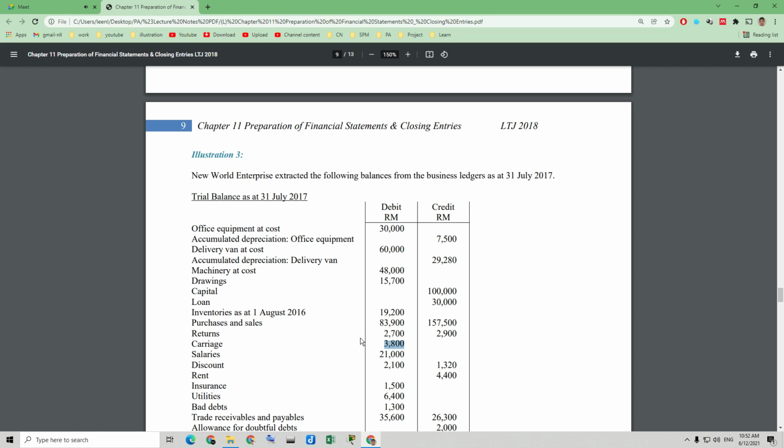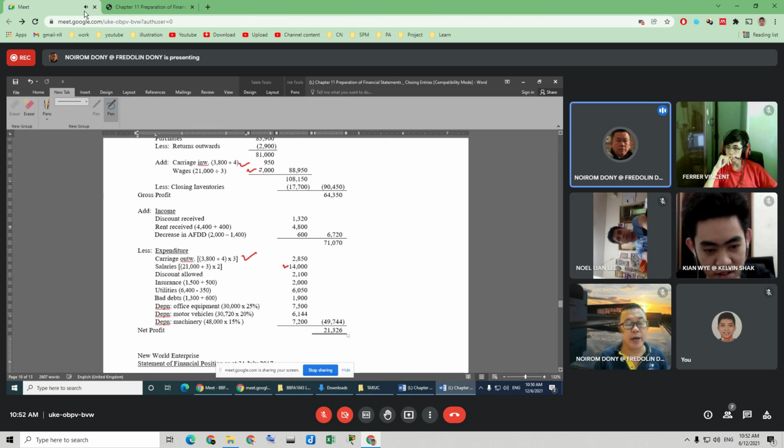Okay, so carriage expenses is to deliver goods to the warehouse. So underline warehouse. Warehouse refers to the cost of sales related to the purchases. So only one portion out of 4 belongs to the purchases, which is 950. The remaining balance is 3 out of 4, so times 3, 2,850 for carriage outward.